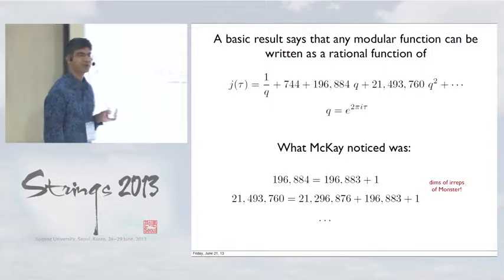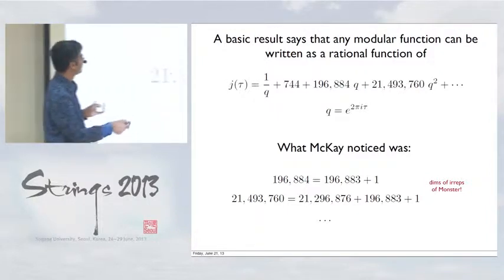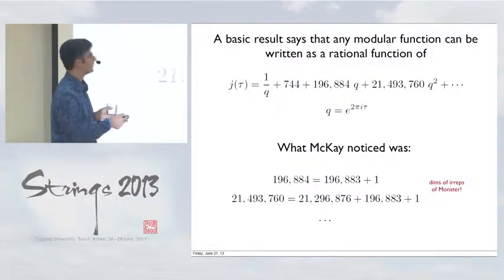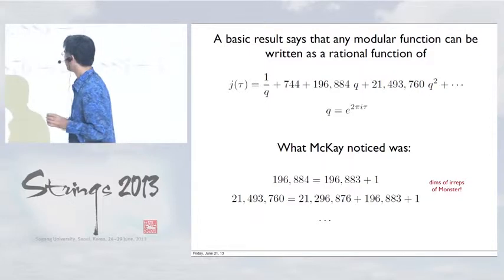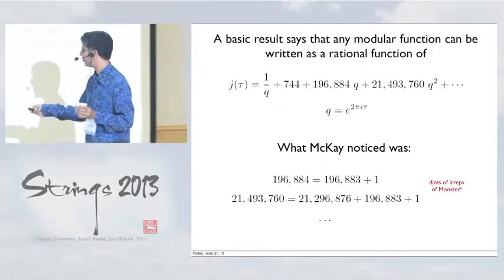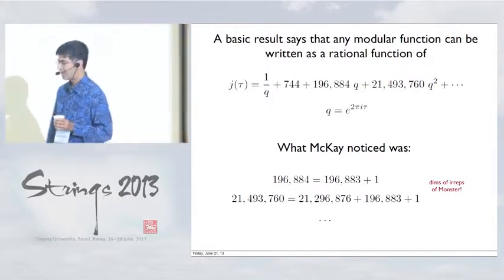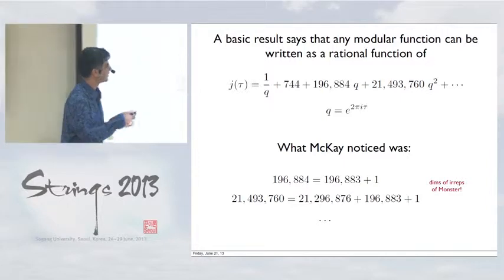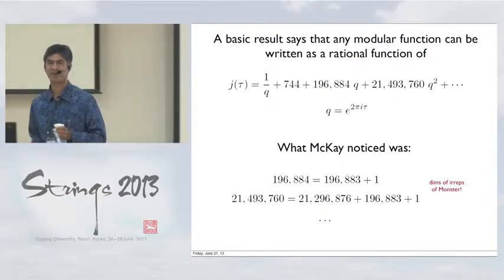And what McKay noticed was the following coincidence. The first interesting coefficient here, this is a normalization, and I can remove this, is almost the same as the dimension of the first non-trivial representation of the monster. And in fact, the second number here, which is even bigger, is easily represented as the sum of dimensions of the first two irreps of the monster, other than the trivial rep. Now, these numbers are large enough that this result would, if we were experimentalists, indicate a coincidence to many significant figures. Okay, so there's a 5 sigma chance that something interesting is happening.